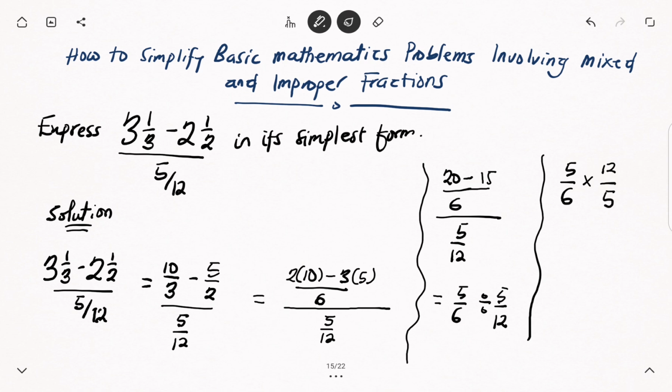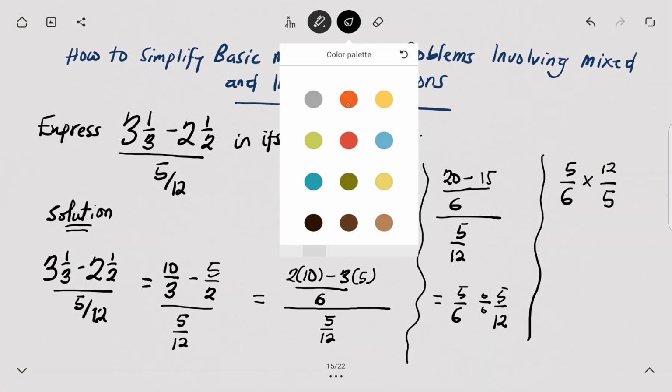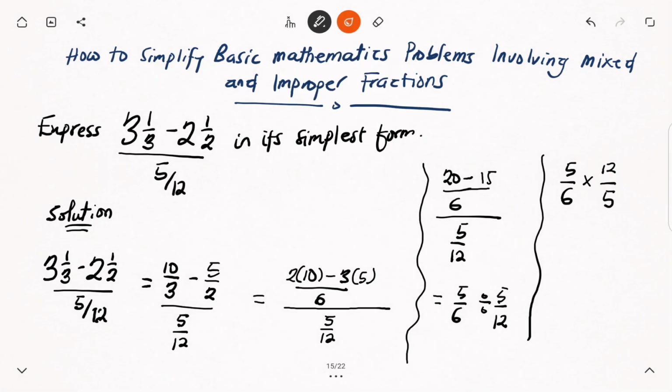Now if you look at it over here, we can see that we now have 5 at the bottom here, 5 at the top here. So this will cancel this, and then we are left with 12 divided by 6. Now 12 divided by 6 will give us 2, and then 2 becomes our final answer for this particular expression. All right, so let's have a look at another example.